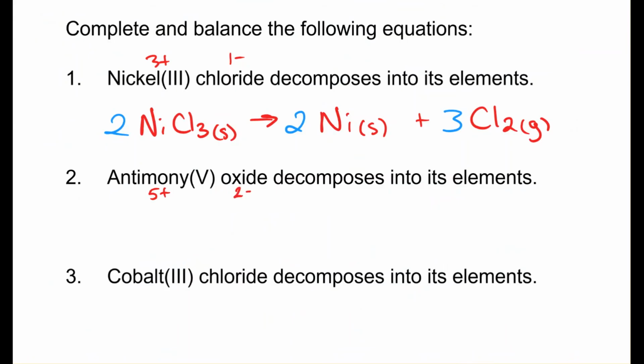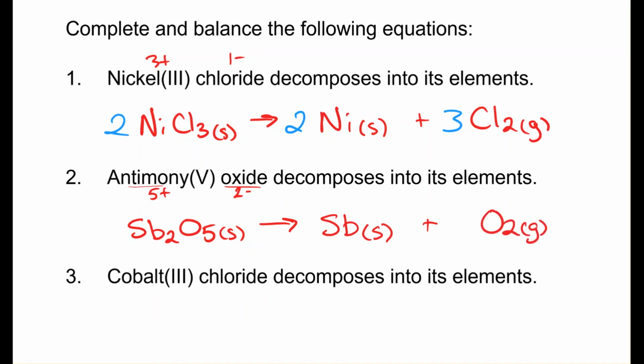So oxide's 2 minus. So we need 2 antimonies and 5 oxides. So Sb2O5, and it's an ionic compound at room temperature, so it's a solid. Perfect. This is going to decompose into its elements. It's going to decompose, unsurprisingly, into antimony and oxygen. So antimony and oxygen. Perfect. Now we just gotta balance it.